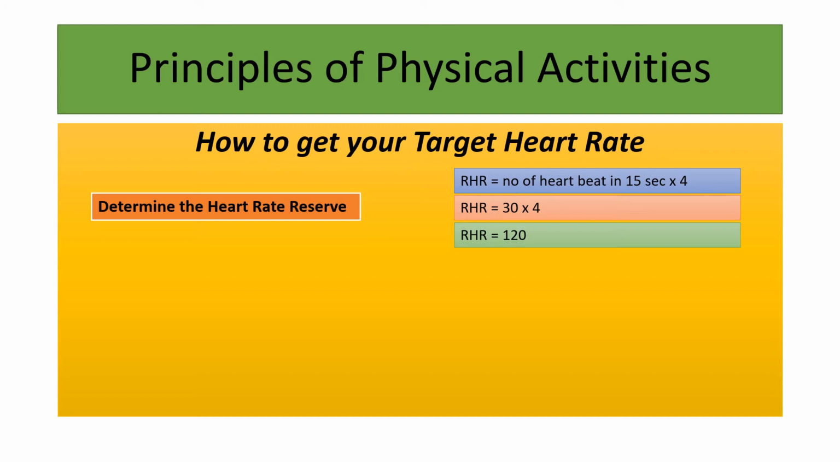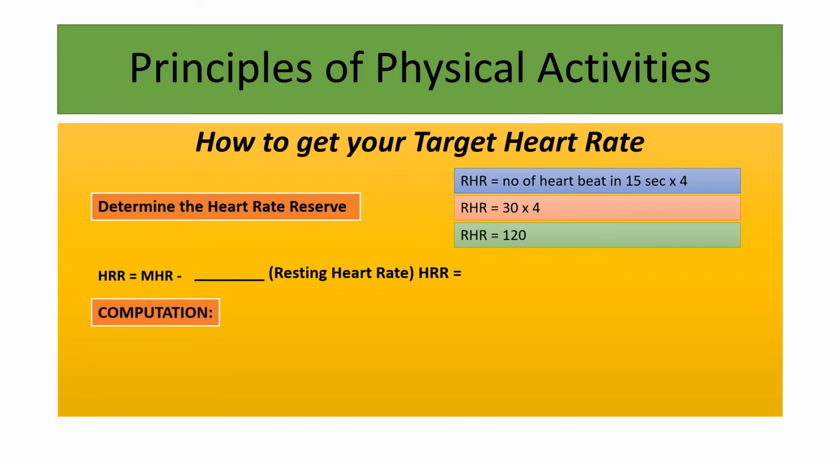So for the HRR, here is our formula. HRR is equal to MHR minus the resting heart rate, or the RHR. So that is our heart rate reserve. So for the computation, our MHR is 203 minus our RHR is 120 is 83. So our HRR is 83.